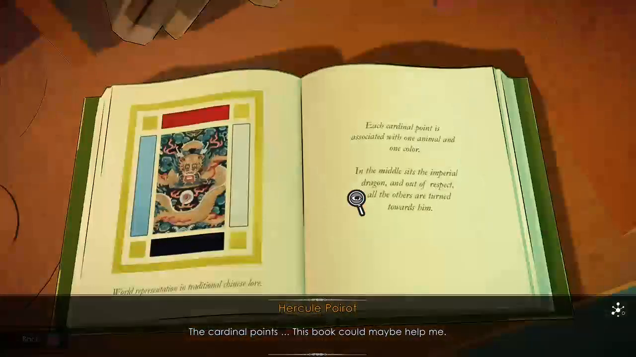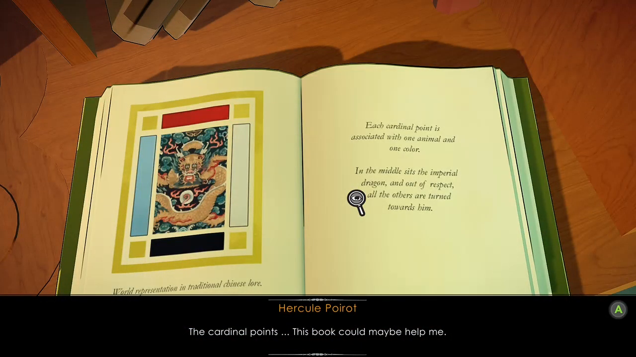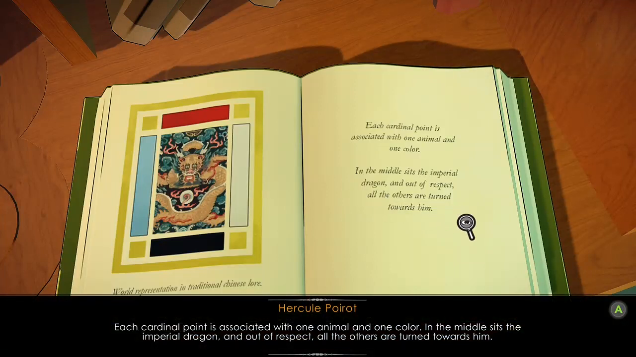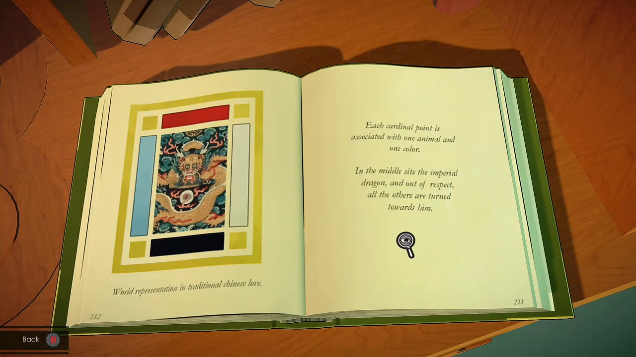Oh, we got a puzzle. The cardinal points. This book could maybe help me. Each cardinal point is associated with one animal and one color. In the middle sits the imperial dragon, and out of respect, all the others are turned towards him. So that's the table.